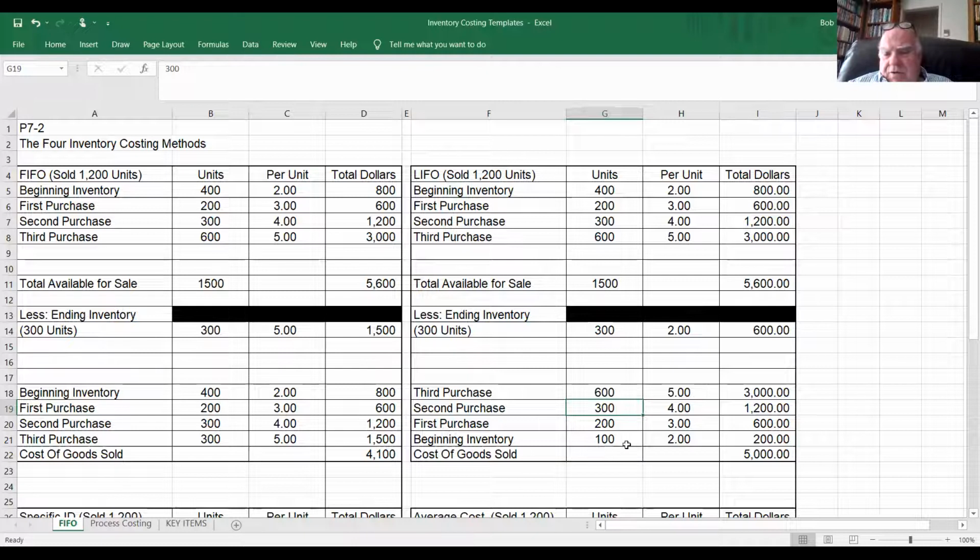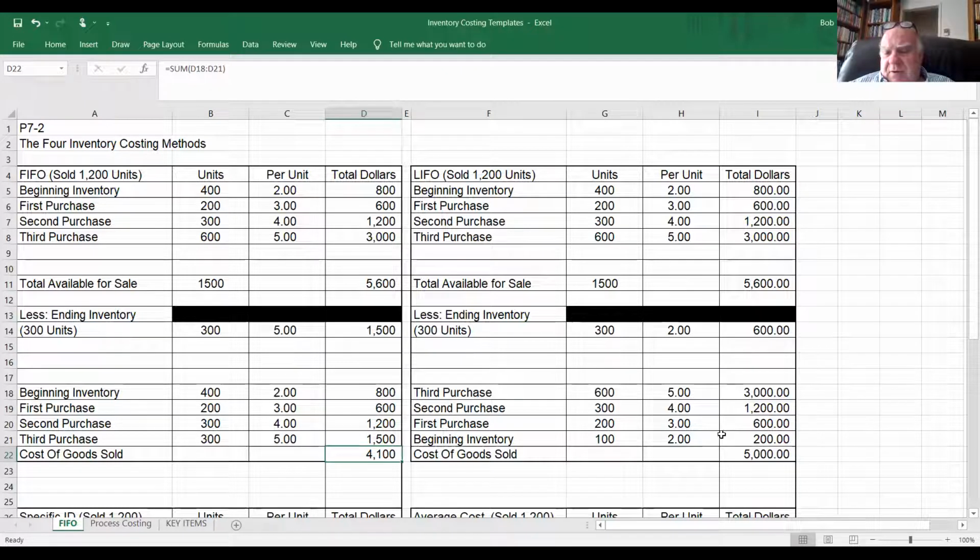We do our arithmetic, putting the correct prices down, 5, 4, 3, 2, and we cost it out. And let's notice something right away. Notice that the cost of goods sold for LIFO is considerably higher than the cost of goods sold for FIFO. That's because under LIFO, we're costing out the more recent, thus more expensive items first.